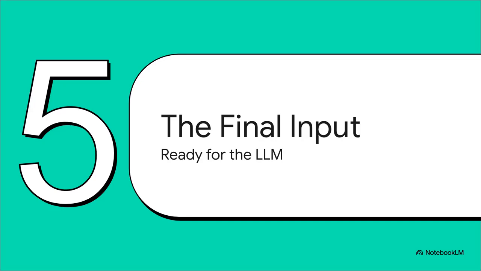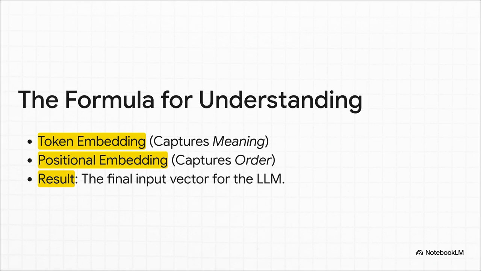And that brings us to the grand finale. We're going to combine everything we've just done to create the final, super information-rich input that actually gets fed into the brain of the LLM. So it really all boils down to this incredibly elegant formula. You take the token embedding, which captures the meaning of the word. You add the positional embedding, which captures the order of the word. And the result, that final input vector, tells the model everything it needs to know, both what a word is and where it is in the sentence.